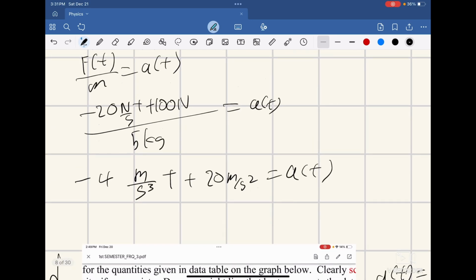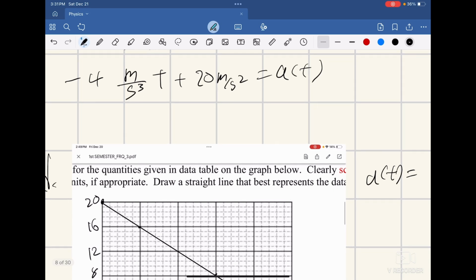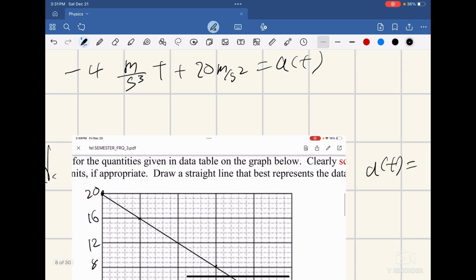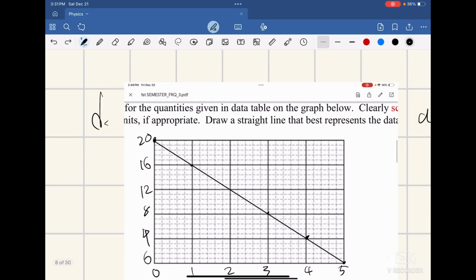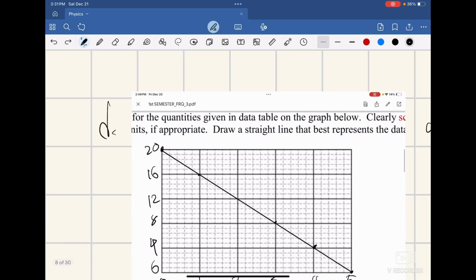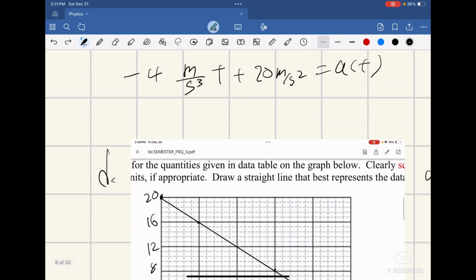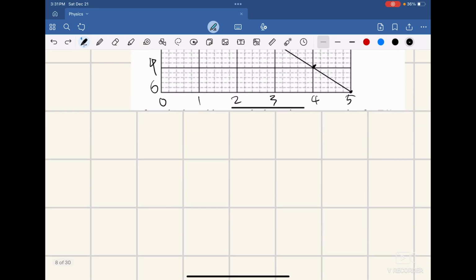If we use the formula, negative 4 meters per second cubed times t plus 20 meters per second squared, we can just plug in 0. That gives us 20 meters per second squared. At 1, it's 20 minus 4, so 16, at 2 it's 12, and so on and so forth. So those are the two ways you can find it.